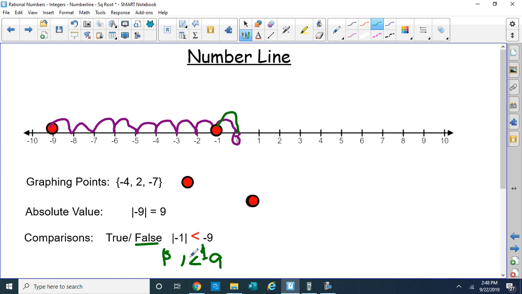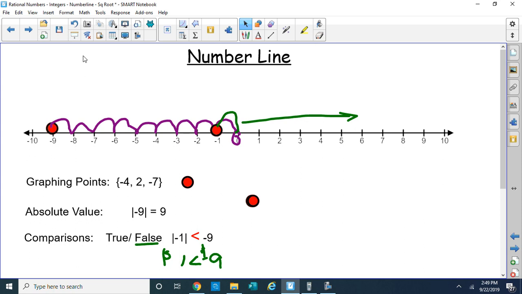So you've got to know your number line, or you've got to remember the rule. The further you go to the right on the number line when you graph it, the larger the number is. So 1 is here, -9 is way down there. It's closer to the left, which is the smaller numbers, whereas the further you go to the right, the greater the numbers.